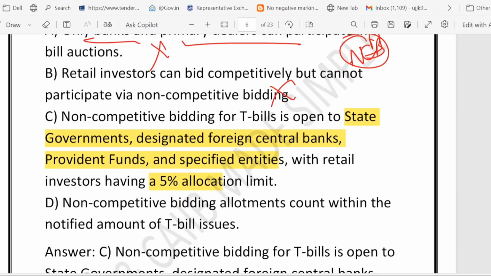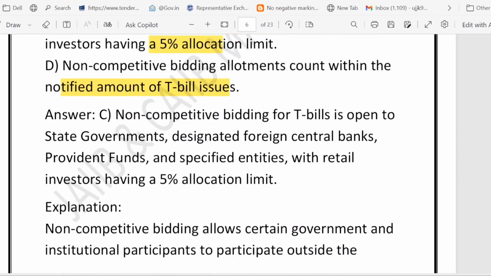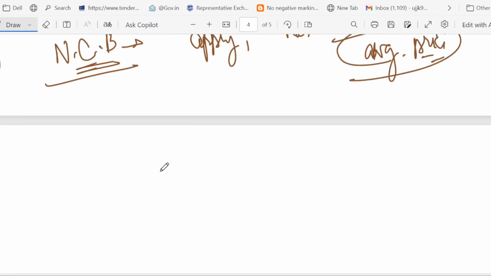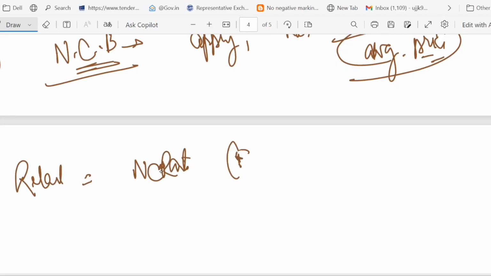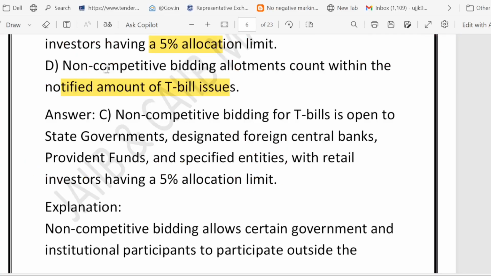What about option D? Option D is wrong because it says that non-competitive bidding counts within the notified amount. No, they are outside the notified amount. They are not counted within the notified amount. So what we learned from this question is a very, very important point. Please remember it: if you are a retail investor, you can go through the non-competitive route up to a limit of 5%. So this question may be asked in the upcoming examination. I hope it is crystal clear.